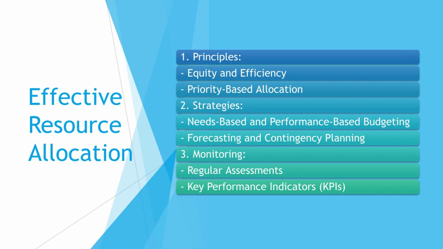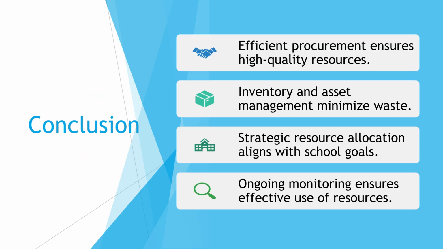Effective resource allocation is guided by principles of equity, efficiency, and priority. Strategies include needs-based and performance-based budgeting, forecasting, and contingency planning. Monitoring is achieved through regular assessments and key performance indicators, or KPIs. In conclusion, efficient procurement ensures high-quality resources, while inventory and asset management minimize waste. Strategic resource allocation aligns with school goals, and ongoing monitoring ensures effective resource use.